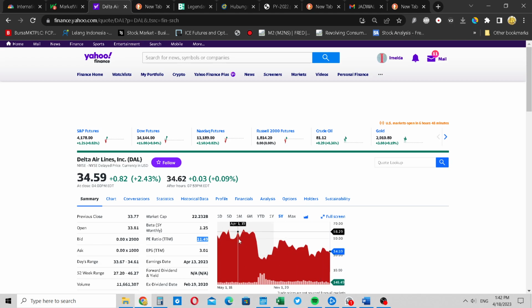Why cannot go up here? Because the cost, the variable cost go up already. Like the wages go up, the fuel, airplane fuel go up, stuff like that, lah. A lot of nonsense, lah. Okay.